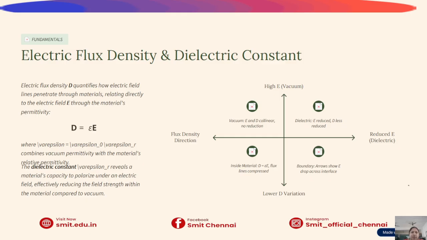Next we see about the behavior of flux density in different media. When an electric field passes through different media such as vacuum and dielectric materials, the distribution of electric flux density changes significantly. In vacuum, both the electric field E and electric flux density D are directly proportional and remain collinear because there is no polarization effect.